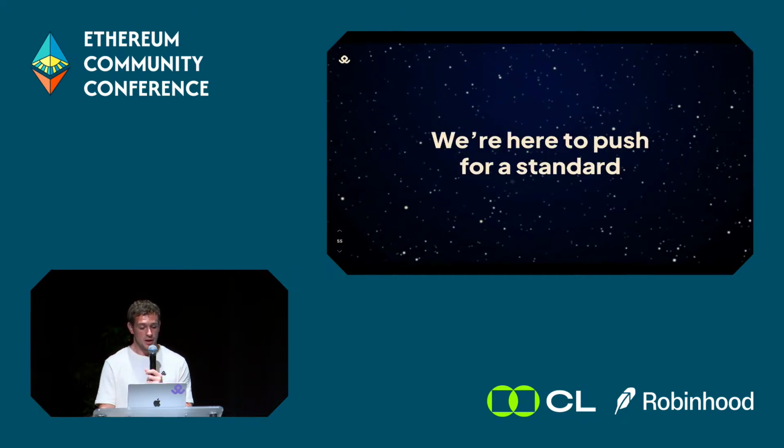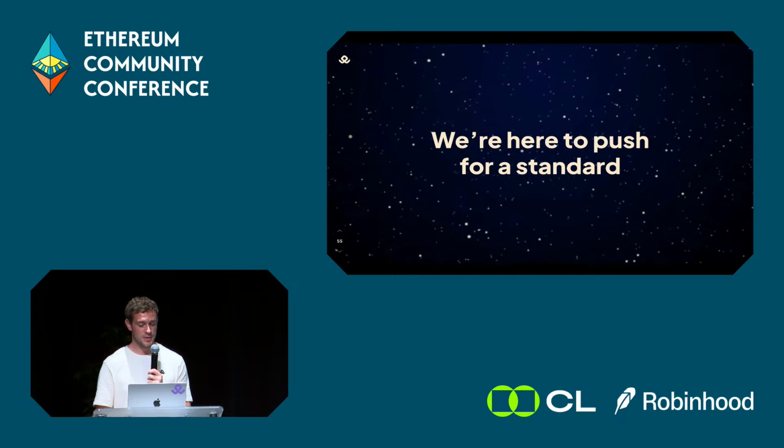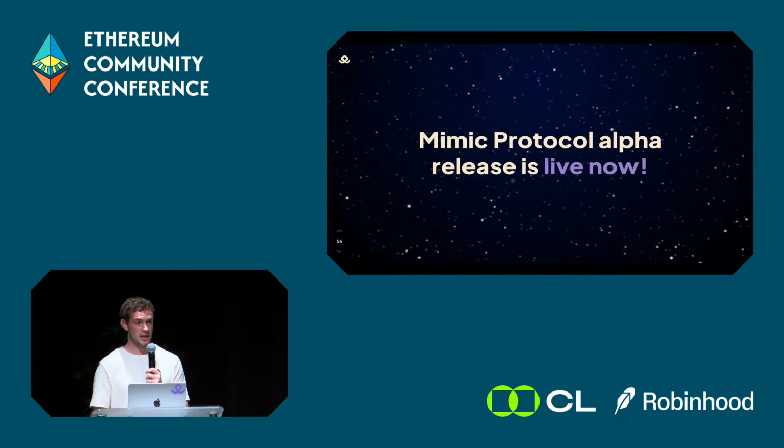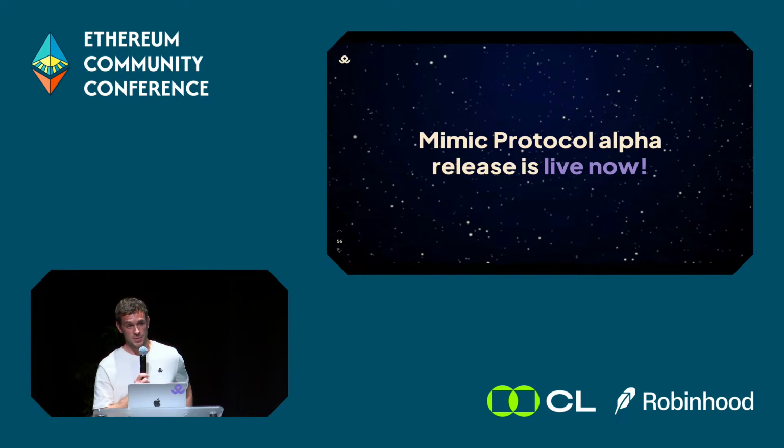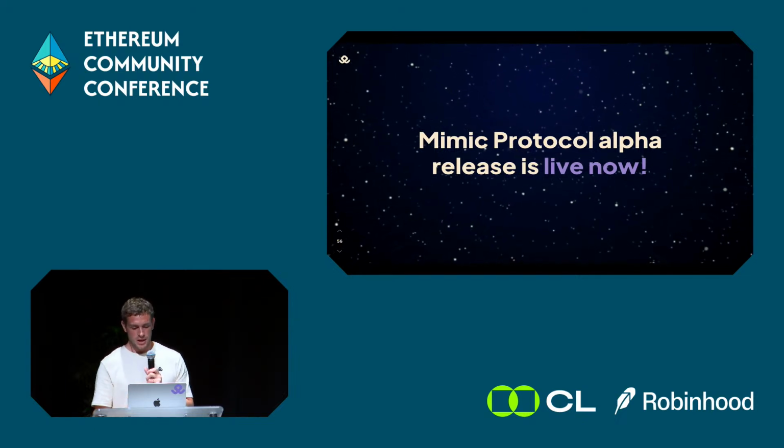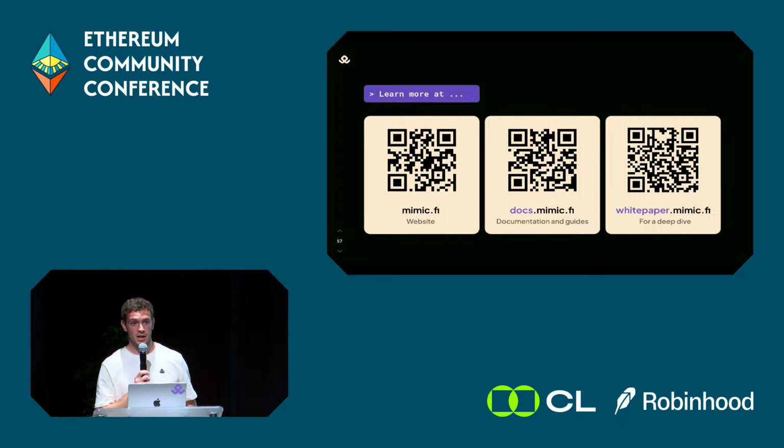So we're here to push for a standard. We're releasing an alpha version. It's already live in Optimism if you want to try it. You can read more about this on our website. We have our doc site also available for you to read more about each of these layers, the SDK, the API, the library to code your tasks, and much more about the architecture. Also, there's a section about the white paper if you want to deep dive into the technical details.